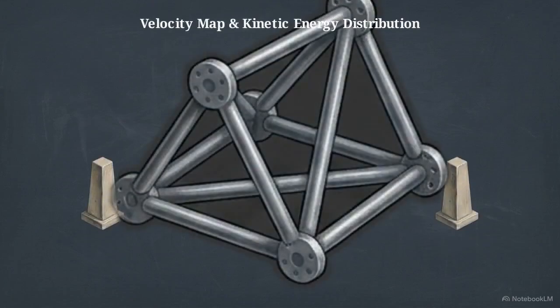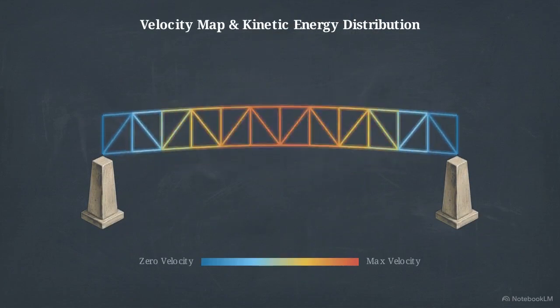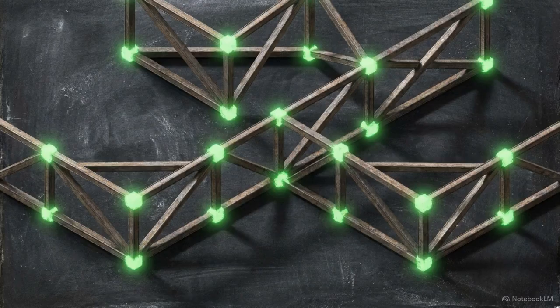We can draw velocity maps across the geometry to locate exactly where this kinetic energy is most concentrated. If the structure stops moving, its velocity becomes zero, and the kinetic energy component disappears from the calculation. Any physical motion or oscillation injects this kinetic energy into the mathematical profile of the structure.